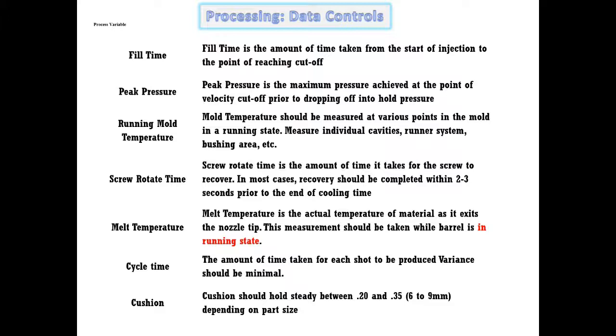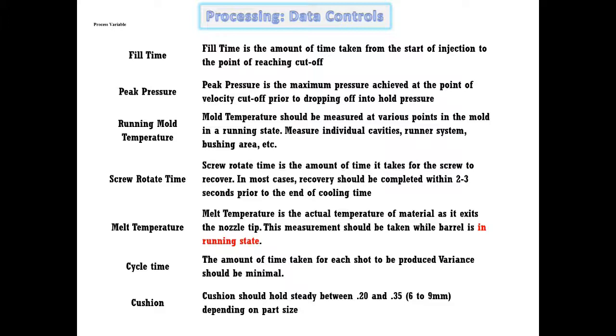Another key variable is, of course, your cycle time, and that's the amount of time taken for each shot to be produced. Now, variance should be minimal. If you're seeing big swings in your cycle time, you might want to look at mold and injector speeds. You might also look at screw rotate time.